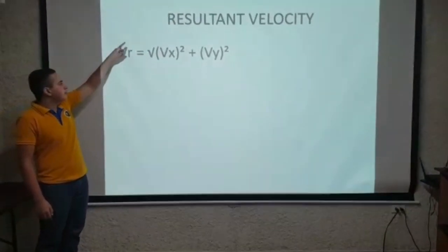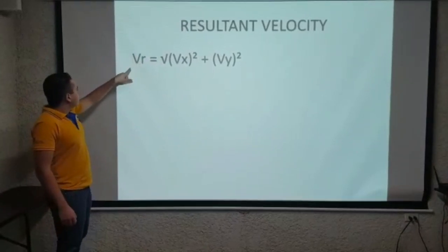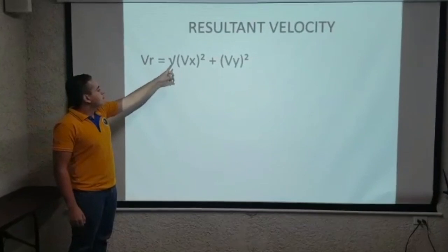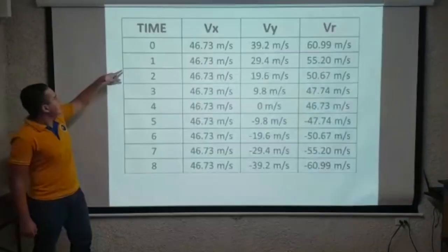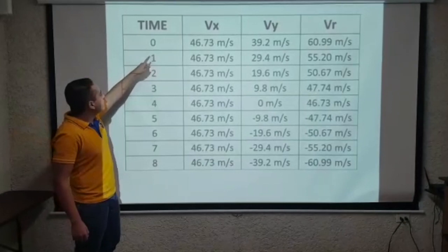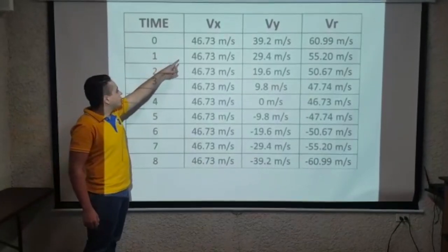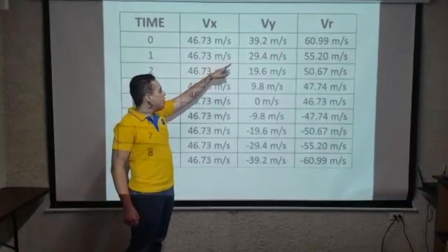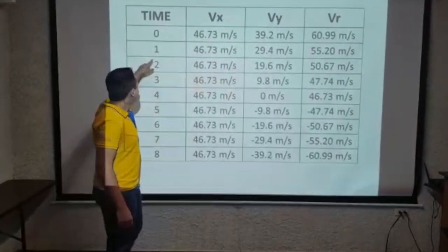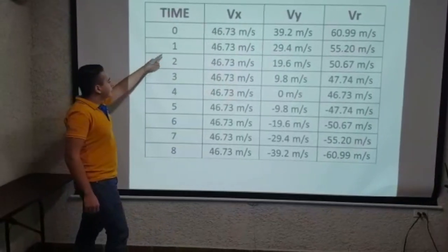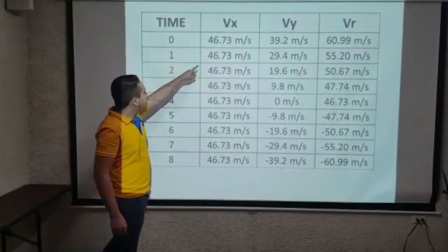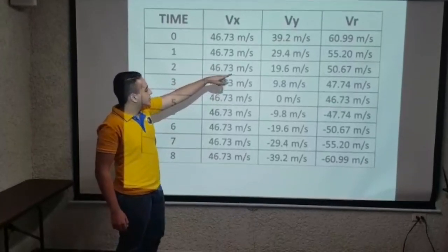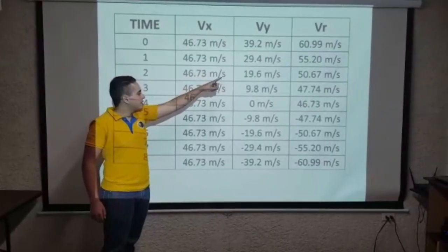I'm going to explain how to obtain the resultant velocity. The resultant velocity is equal to the square root of velocity in the axis x squared plus velocity in the axis y squared. In second zero, it is equal to the square root of 46.73 squared plus 39.2 squared, which is equal to 60.99 meters per second. Then in second one, the resultant velocity is equal to the square root of 46.73 squared plus 29.4 squared. That is equal to 55.20 meters per second.